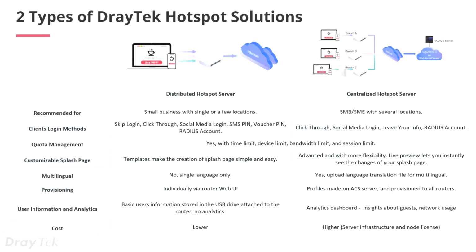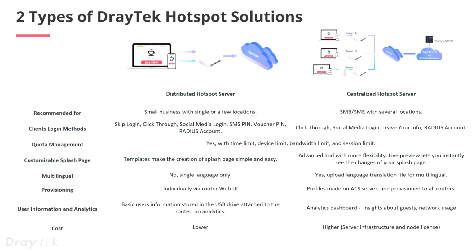If we look at the comparison between the two, the distributed is quite good for a smaller number of locations and supports all the different login methods, including login via SMS PIN and voucher PIN. Whereas the centralized hotspot supports click-through and social media login, leveraging Radius. So it doesn't support the SMS PIN or voucher PINs at the moment. And quota management is supported on both. This allows you, for any users logged in, to set them time limits, number of device limits, bandwidth limits, so that they're not overly using all of the bandwidth, and session limits.